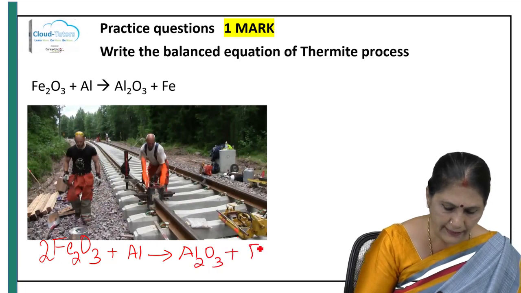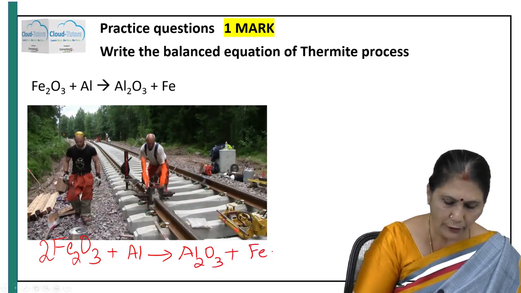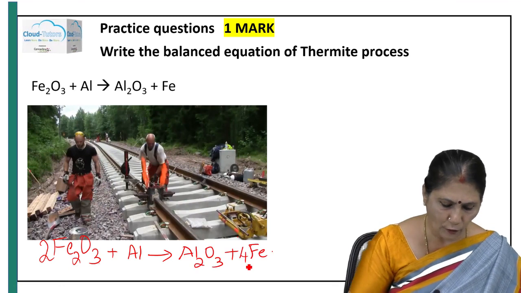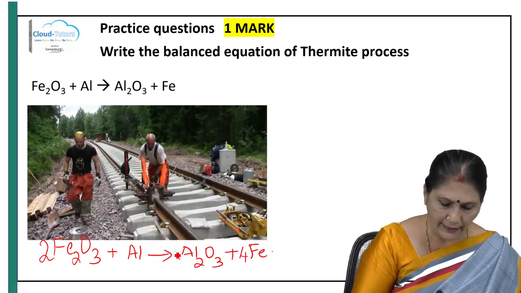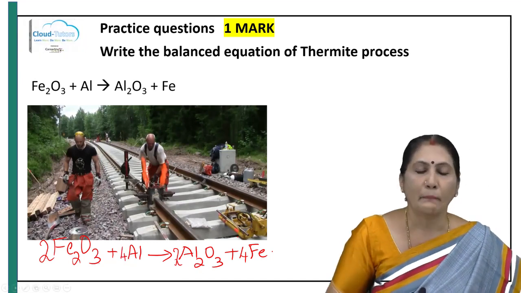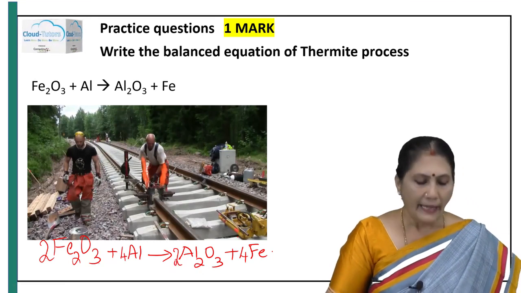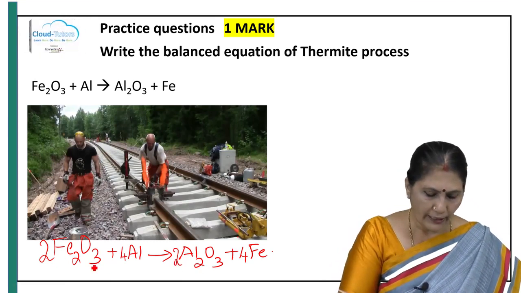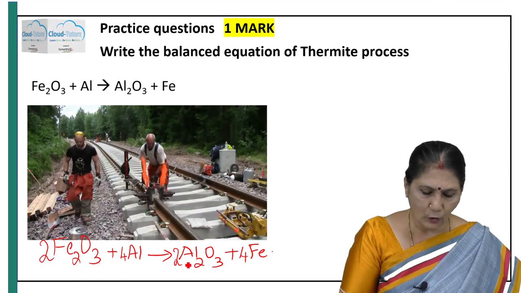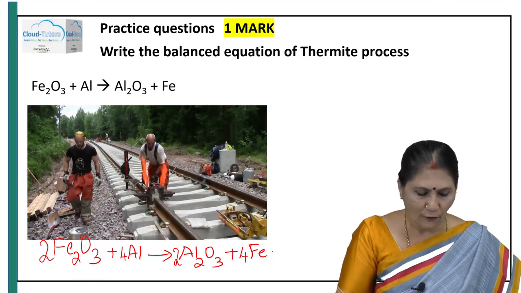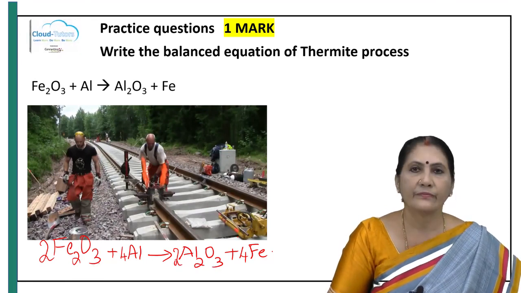Al2O3 plus Fe. Okay. So 2 into 2 becomes 4. Can I write here 4? Now 2 into 3 becomes 6. Can I write here 2? So 2 into 2 becomes 4. Can I write here 4 Al? That means it is a balanced equation. So you have to write the balanced equation as 2Fe2O3 plus 4 Al gives 2 Al2O3 plus 4 Fe.